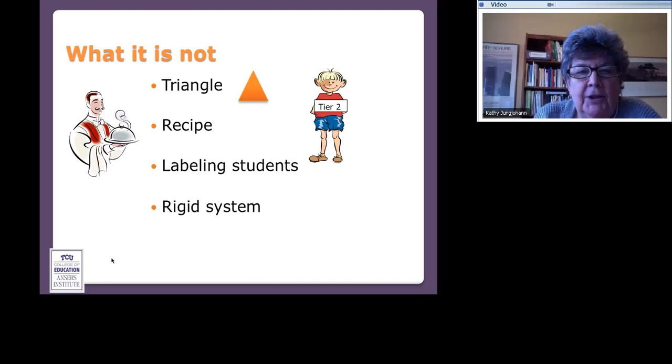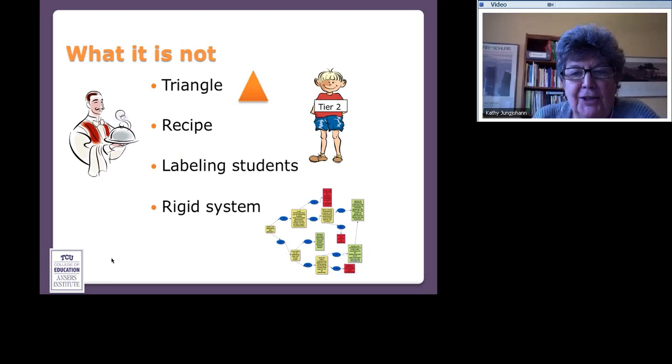And then finally, RTI is really not a rigid system where we have a lockstep set of procedures that we go through, and again, just follow them mindlessly and not think about the components that really make up an RTI system.